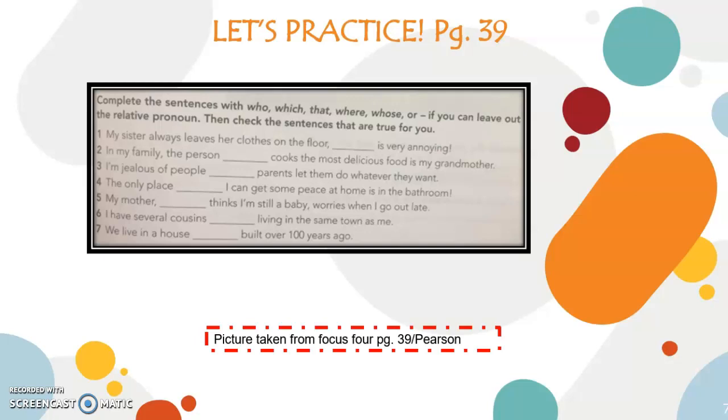The only place where I can get some peace at home is the bathroom. My mother, who thinks I'm still a baby, worries when I go out late. This is a non-defining. And you can complete the other two in your books, babies.